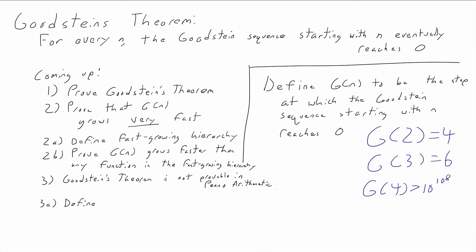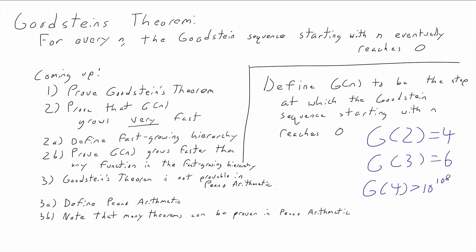We'll define what Peano arithmetic is. We'll get some idea that there are a lot of things Peano arithmetic really can prove, that it is a powerful system of axioms. And then we'll turn to proving that Peano arithmetic can't prove Goodstein's theorem. And this will tie in with what we've already done, because what we'll actually show is that the problem is this function G grows too quickly.